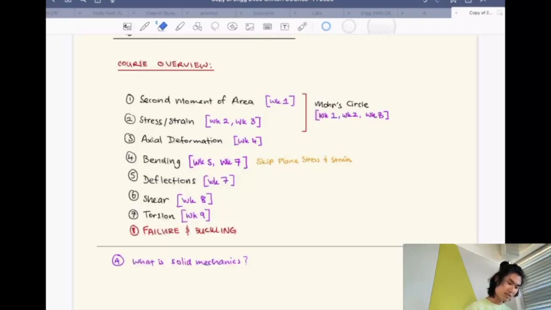So weeks 1 to 3 are actually very formula based. They're really important for every single question. You're going to need to know second moment of area for every single question. And for stress and strain, it applies for most of the questions that you're going to be doing.